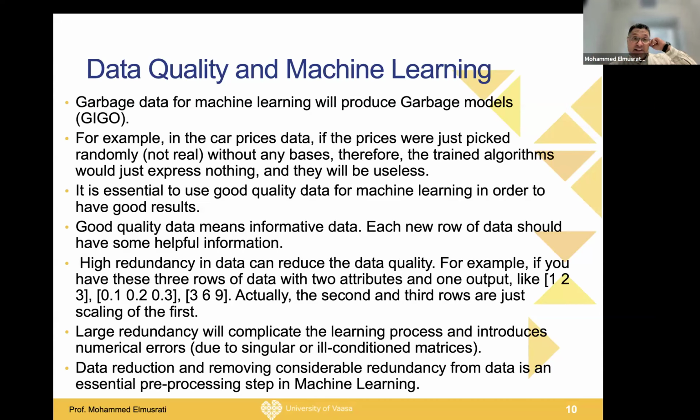So in that case, it doesn't matter that you have huge data if you have redundant data. You have a lot of the same data that you generate.